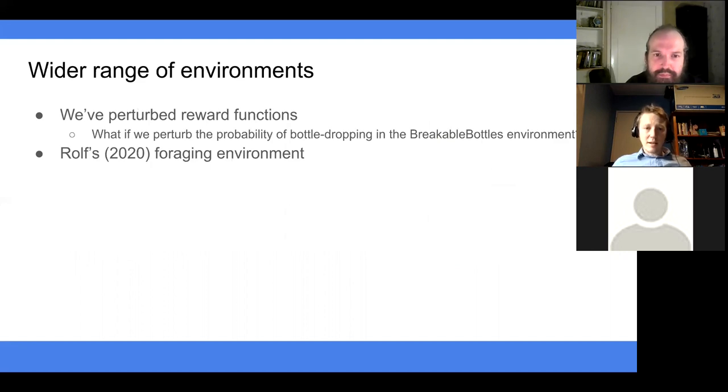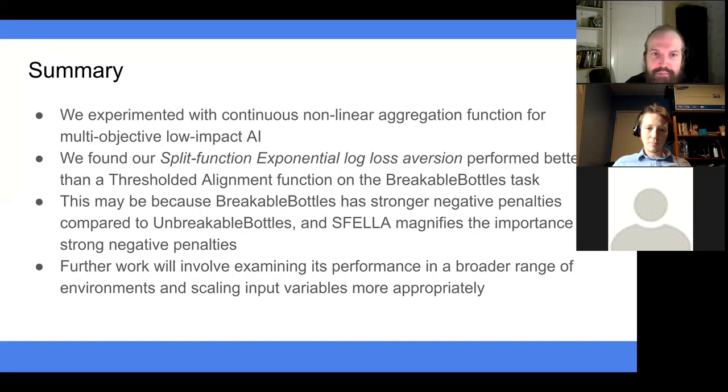We're also looking at a wider range of environments. So we've perturbed reward functions. What if we perturb the probability of bottle dropping in the breakable bottles environment? And Matthias Rolf's 2020 foraging environment could be a really useful and interesting thing to look at as well.